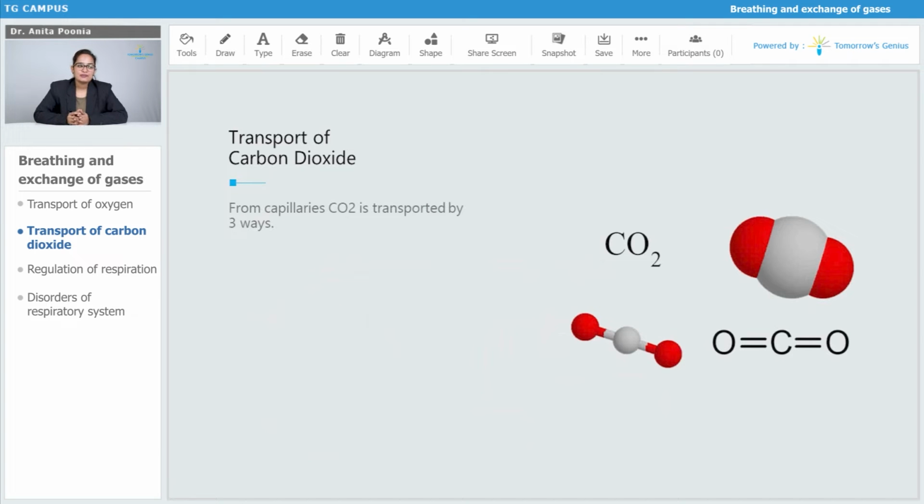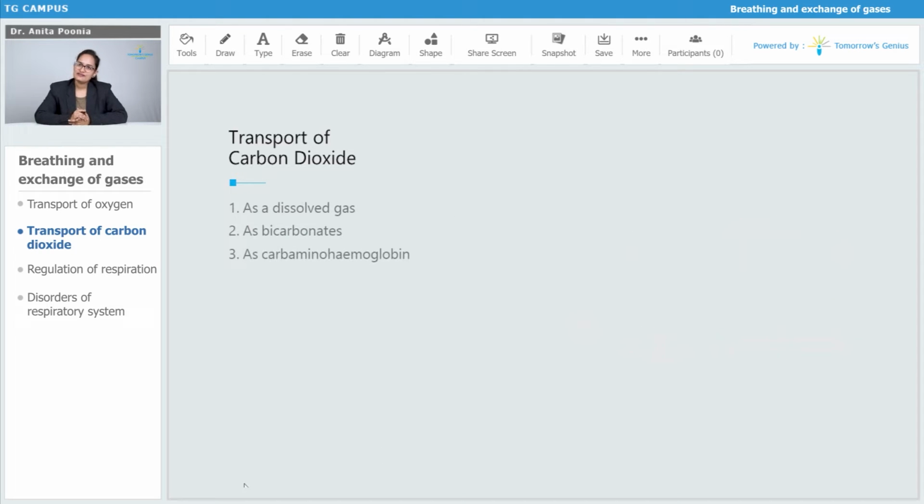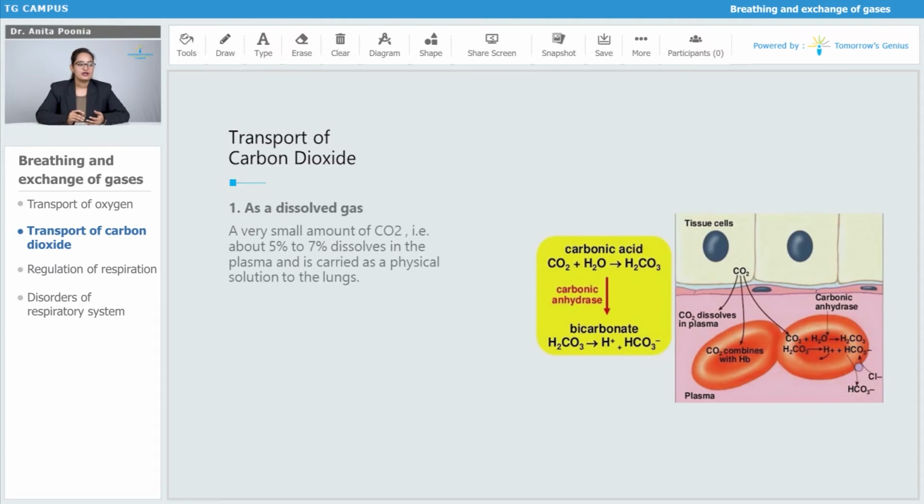So from capillaries, carbon dioxide is transported in 3 ways. Let us learn those 3 ways. Those 3 ways are as a dissolved gas, as a bicarbonate, and as a carbaminohemoglobin. Now talking about the first one, as a dissolved gas.